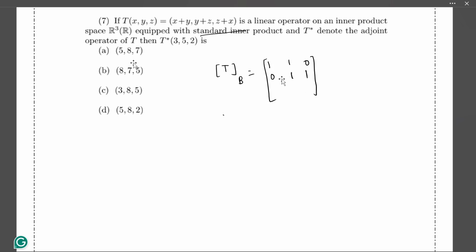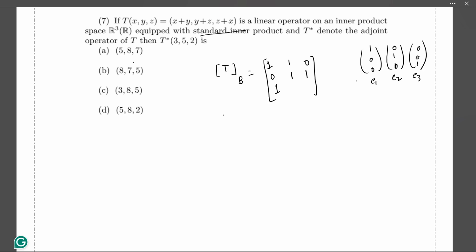Because a standard basis is too trivial, right? Just take one in one coordinate and zero everywhere else, like 0 1 0, something like this. If you calculate T of E1, this is your E1, this is E2, E3 is 0 0 1. T of E1 is just the first column, and that is coming out 1 0 1. This first column.